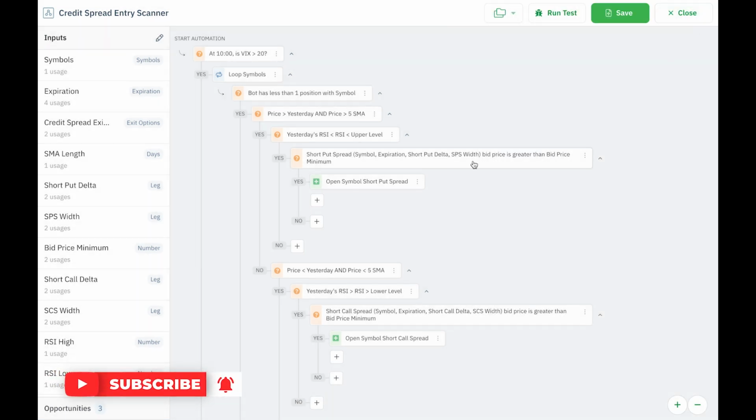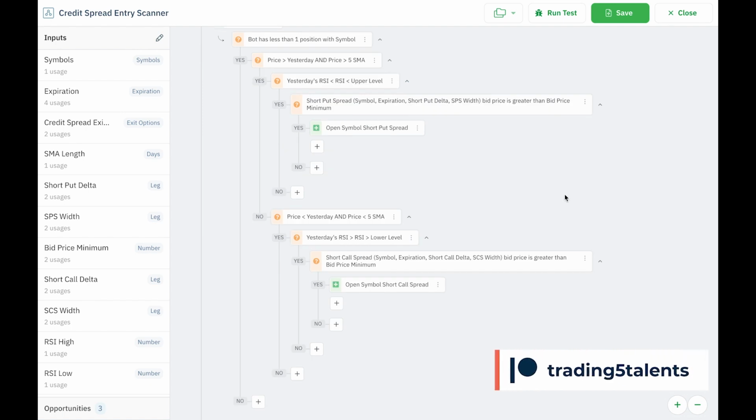And I think that should go in nice correlation with the VIX above 20. Those premiums will be a little bit more inflated, and we just have the opposites for the short call spreads as well. So let's take a look at the SPY chart to see what these changes do and why I'm implementing them.